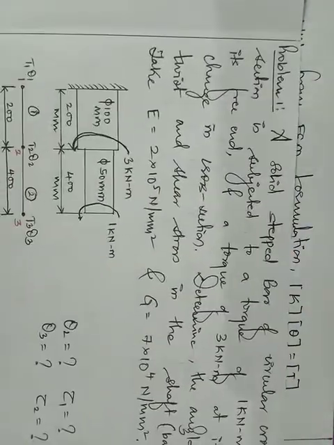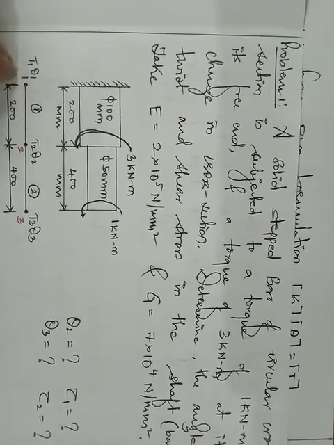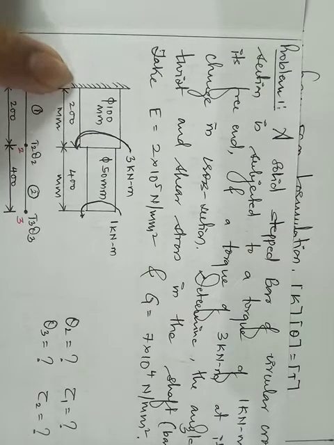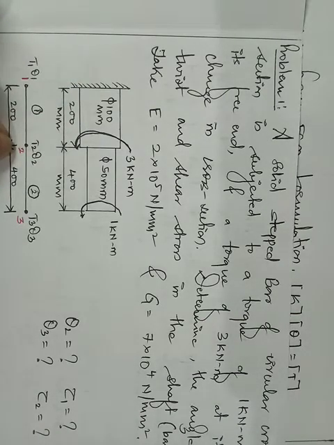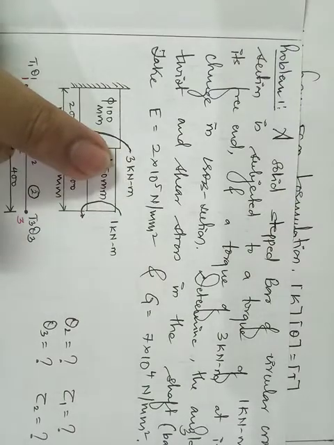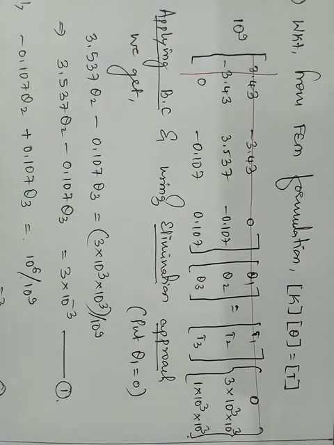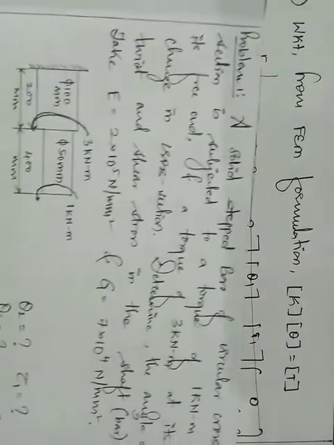Right, now you can just check it out. T1 here, is there any torque at the free end? No, he has not shown any torque at the free end, so T1 is 0. At the second node, he has shown a torque of value 3 kilonewton meter. I have taken it as 3 into 10 raised to 3 into 10 raised to 3. Now the question may arise, why 10 raised to 3 into 10 raised to 3?